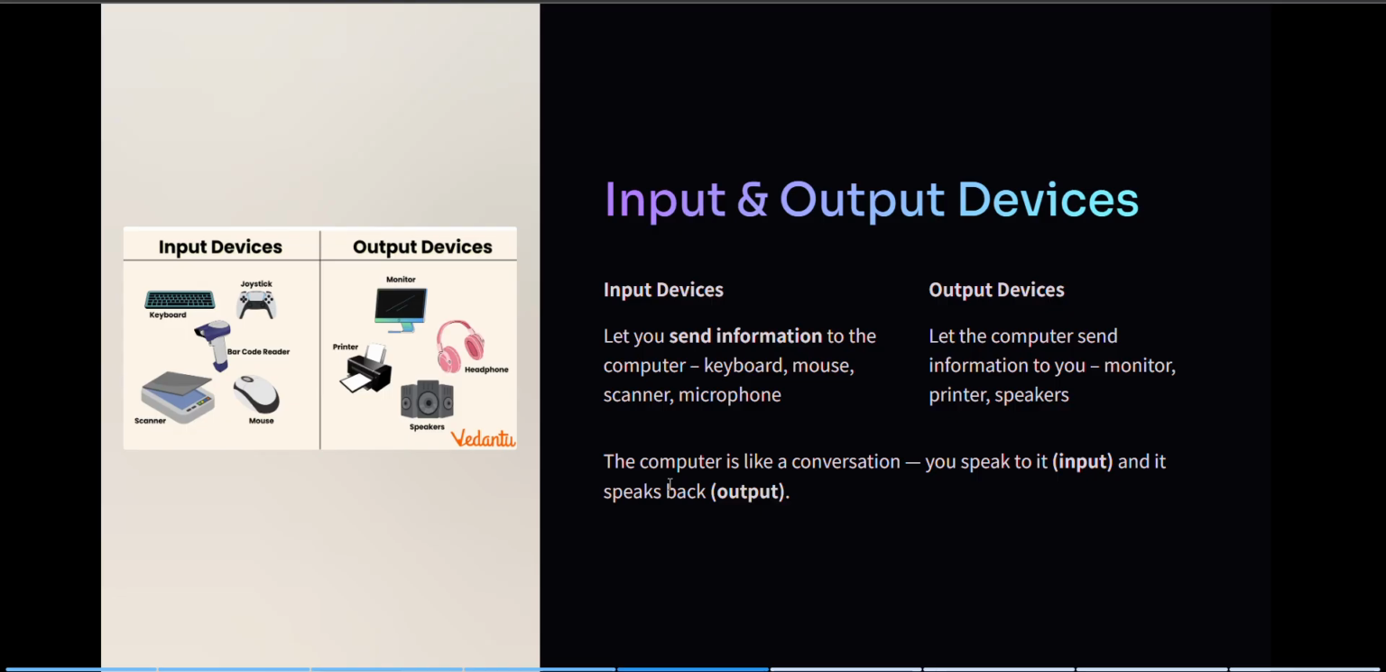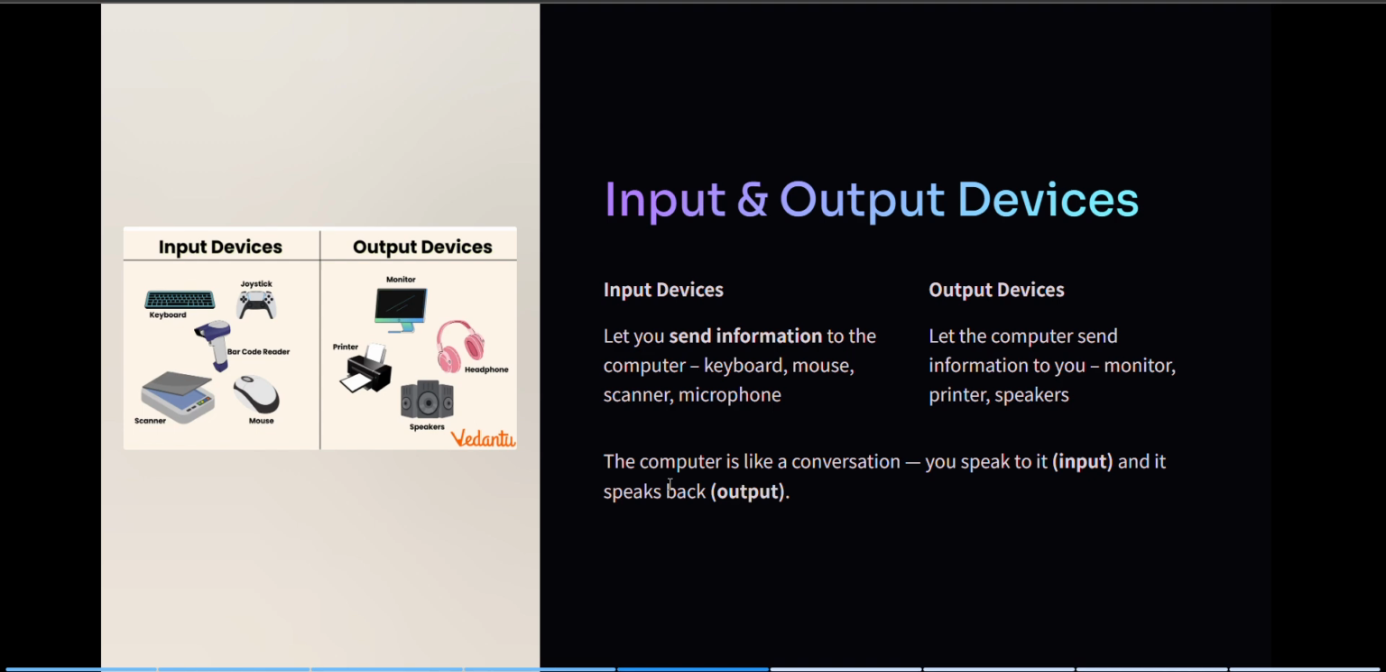Right? With your scanner, you are able to say, okay, I have this thing in my hand. I want my computer to scan it and reflect the same thing. With your microphone, you are able to talk outside, and your computer is able to capture your voice and store it in the computer, right? So input devices allow you to send information into the computer.